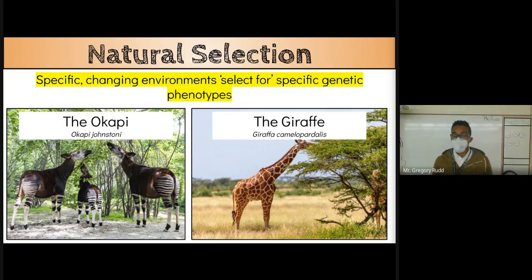So we can think about this example here. The image on the left is of what's called an okapi. The okapi and the giraffe, the okapi is basically the ancestor of the giraffe.